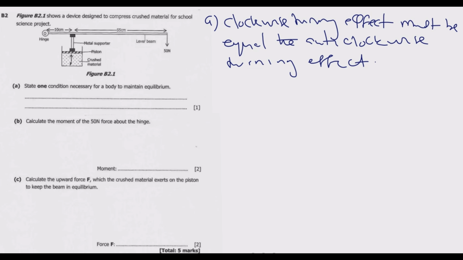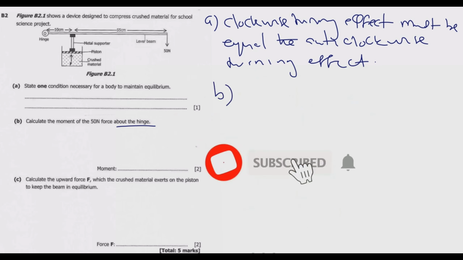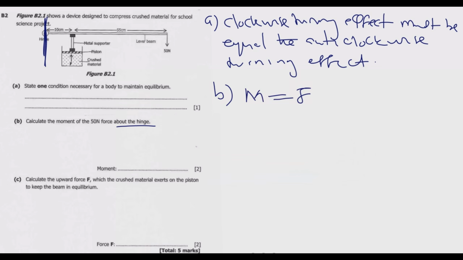Then let us look at B. Calculate the moment of the 50 Newton force about the hinge. So this hinge is the turning point, which is the pivot. So remember, moment is given by force in newtons multiplied by distance in meters. This distance should be perpendicular to the pivot.